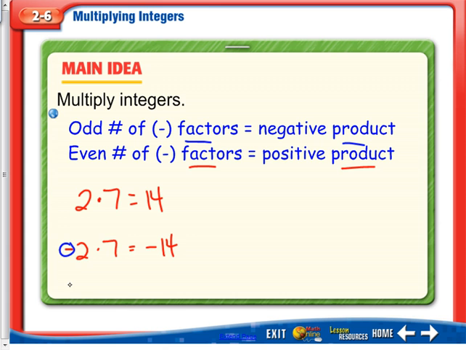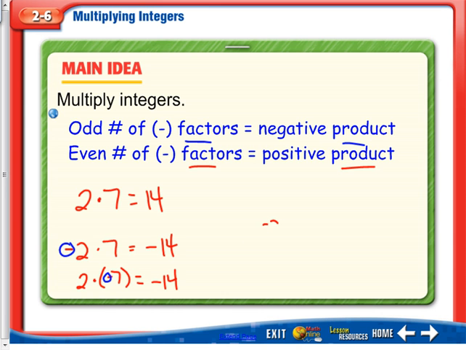All right, so the same thing if I say 2 times negative 7. Again, I just have one odd factor, or one negative factor, which is odd. Okay, so one negative factor. This one's positive, so that means I only have one, so that means my answer would be negative 14.